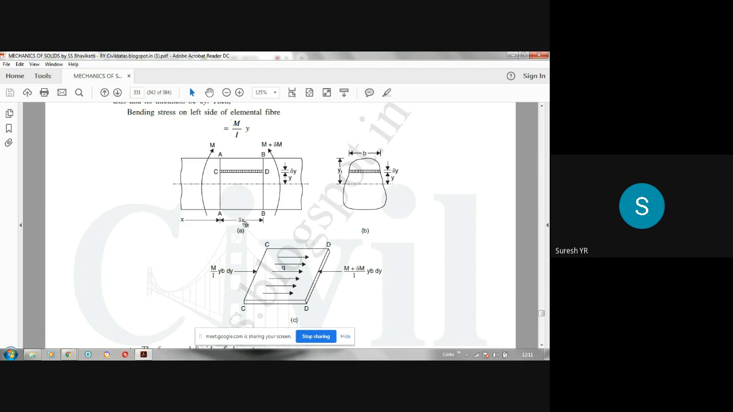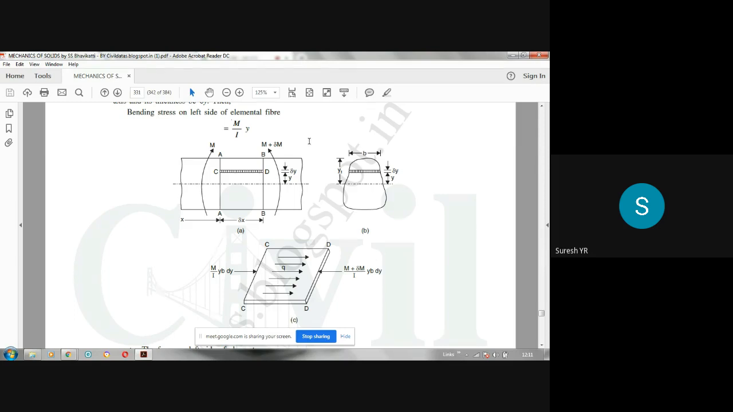Length of CD is delta x. Width of CD, the cross section width, looks like this. So width of CD I am going to take as B. B is the width of CD. So the distance of this CD from the neutral layer, or from the neutral axis, is y. This distance is y. Thickness of CD I am taking as delta y.